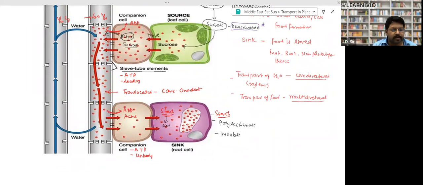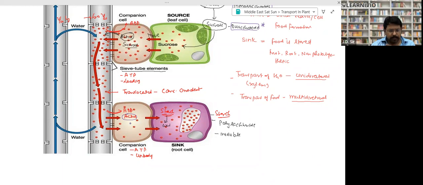Now when it reaches the sink, right? What will happen at the sink? Again the ATP will be spent, by an active process. This is also an active process. By the active process the unloading is done. So again it is taken back by the companion cell from the sieve tube element, right? Here the ATP is utilized, and this is the unloading process, and this is an active process.